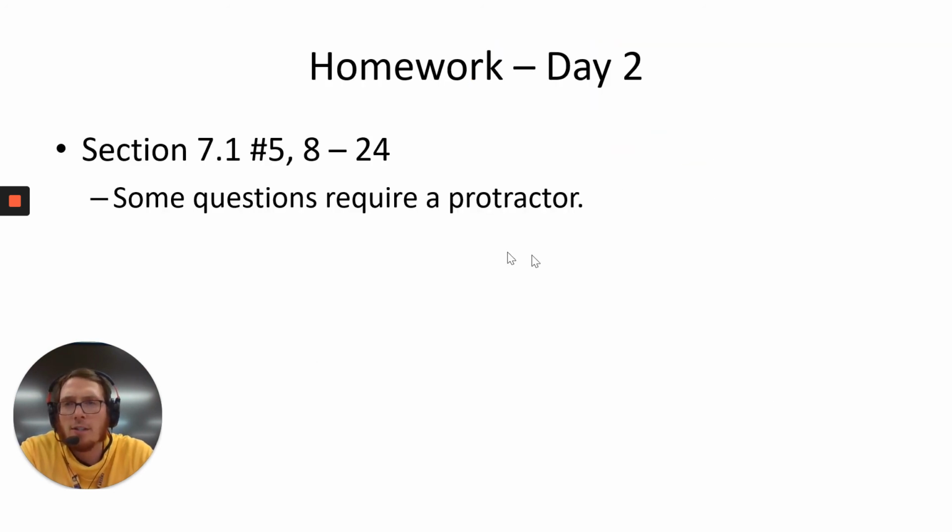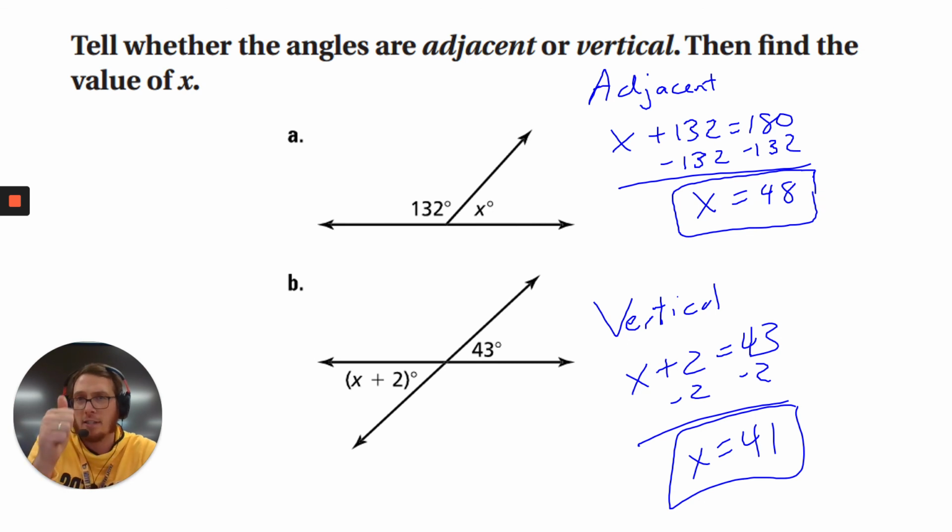Okay, for your questions today, you've got number 5, and then 8 through 24 is all. Those questions go fairly quickly. Make sure you show a little bit on the questions like these ones, where you have to say if it's adjacent or vertical. Don't just write the answer of 41. Don't just write the answer of 48. We're looking for some work shown on those situations.